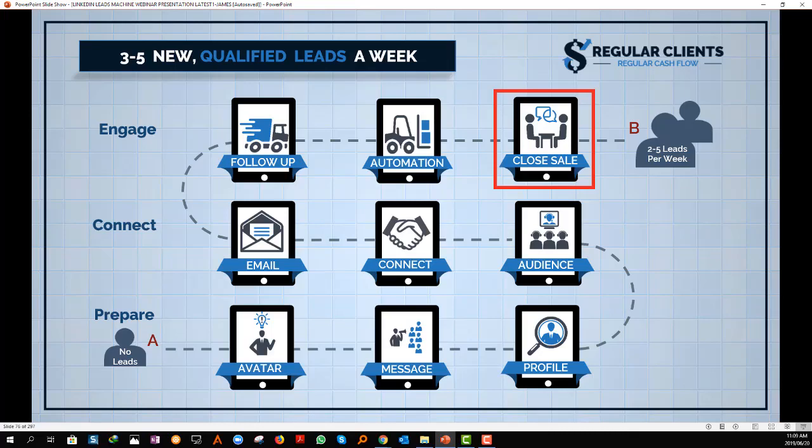And that's really the whole process, where you go from taking people from no leads down the bottom here at point A, and you just follow the process I've just given you here, and you get them up to point B.